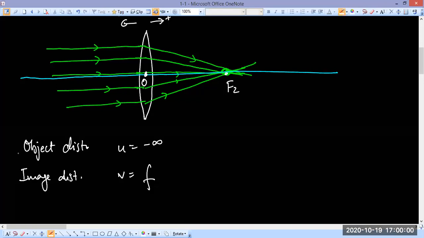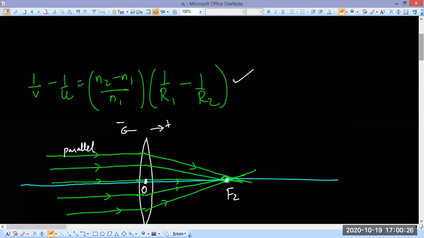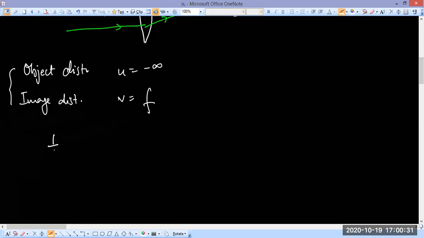You know how to write this in words, right? What to write? If the object is at infinity, the rays are all parallel to each other, the incident rays. So after refraction they will meet at F2 or the focus. Right? So v is equal to f, u is equal to minus infinity. Put all this in that formula, then what happens? Then we get this.